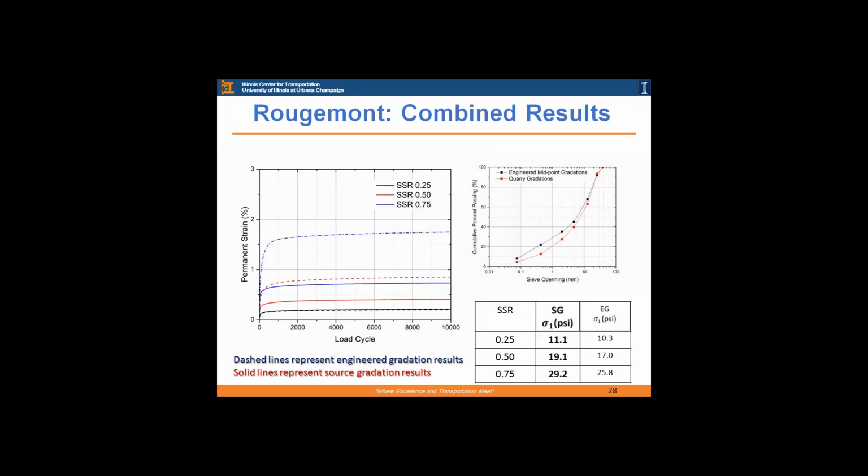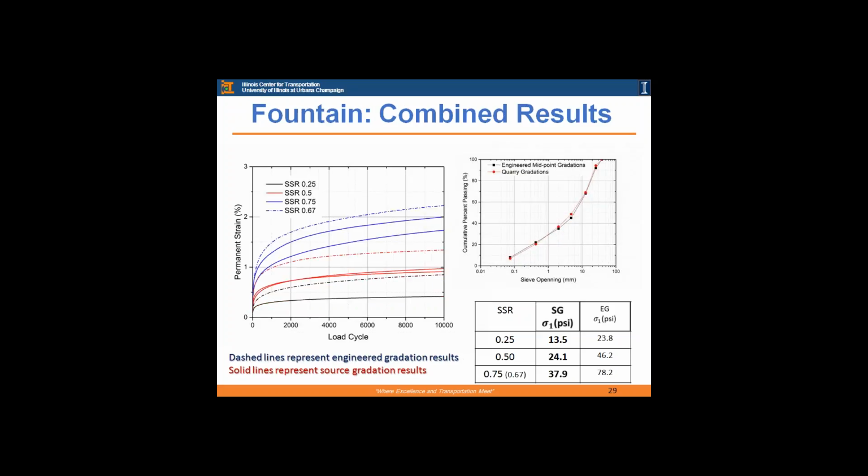And one thing to notice here is that at the lower shear stress ratios for at least 3 of the 4 materials, the permanent deformation accumulation is similar or less variable between the source and engineered gradation. But as we go to the higher shear stress ratios, then the variability is much higher. And this is expected because the loading is higher, and the variability in gradation will actually contribute to that difference in permanent deformation accumulation. So this is the results for the fountain material, pretty similar.